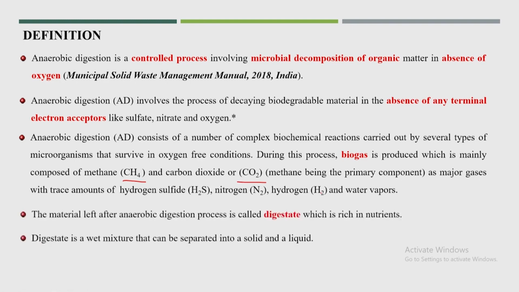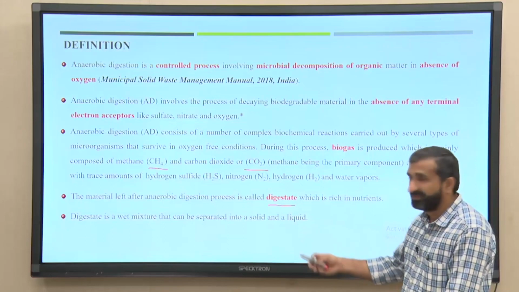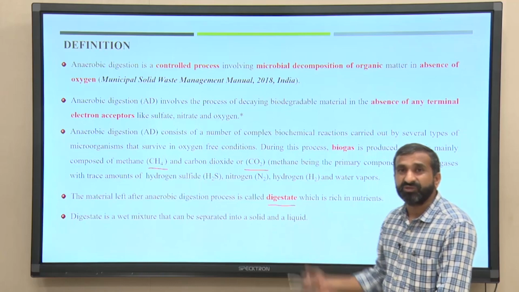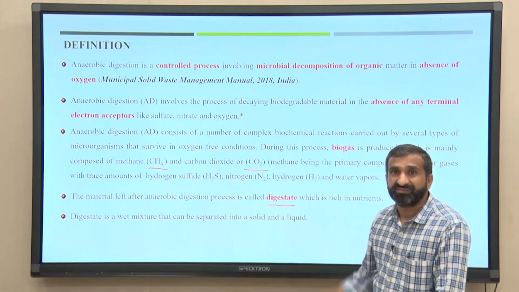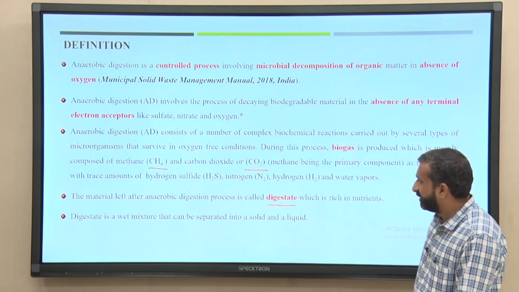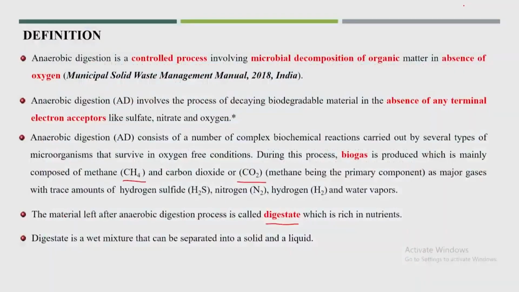The material left over from the anaerobic digestion process is called digestate. Remember, we will also have a discussion on digestate, which is rich in nutrients. Much of the literature suggests that the outlet from the anaerobic digestion process can be used as a compost or as a fertilizer, because it is rich in nutrients. Digestate is a wet mixture that can be separated into solid and liquid.